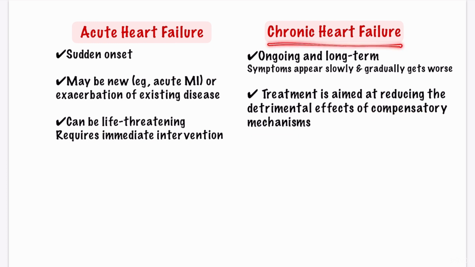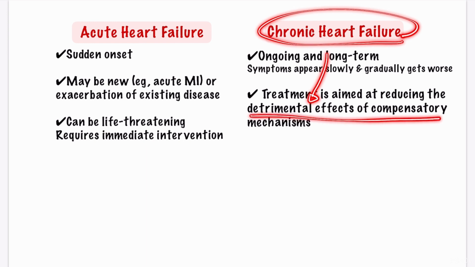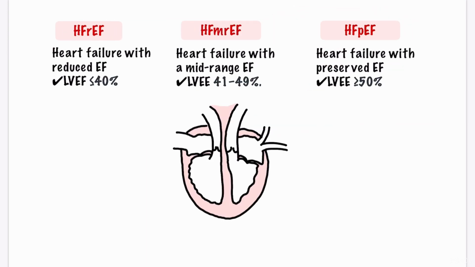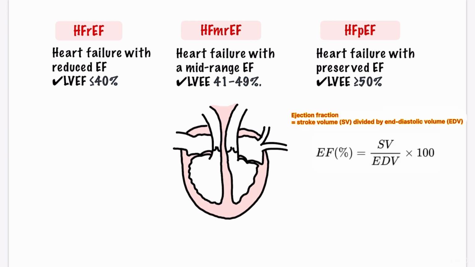In chronic heart failure, the compensatory mechanisms are ongoing for a long time, and over time it is detrimental to your heart. Thus, the treatment of chronic heart failure is aimed at reducing the detrimental effects of compensatory mechanisms, thus reducing the workload of your heart. More accurate classification of heart failure type is made by measuring ejection fraction. Ejection fraction is a percentage of how much blood the left ventricle pumps out with each contraction. The normal range of ejection fraction is between 50 and 75%.